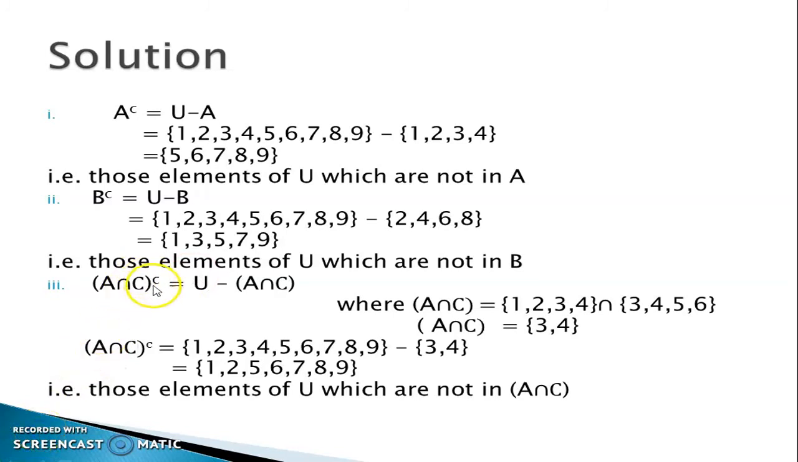A intersection C whole complement is equal to U minus A intersection C, where A intersection C is set A intersection set C, which is 3, 4. So we subtract A intersection C from the set U, which is equal to 1, 2, 5, 6, 7, 8, 9. That is, those elements of U which are not in A intersection C.